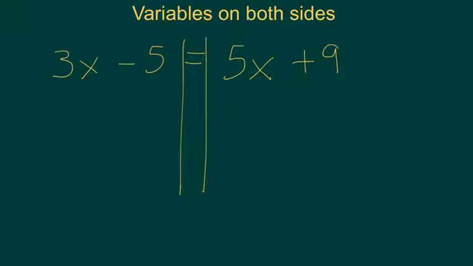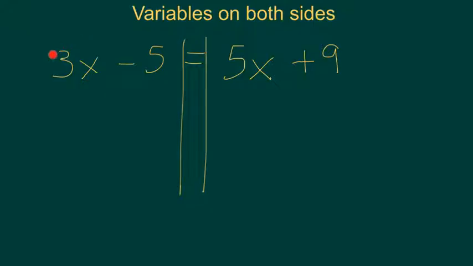All right, now, according to my 5 steps, there are no fractions, there are no parentheses, so I can skip those first 2. The third step would be to combine like terms. These are not like terms, these are not like terms. So I'd proceed straight to that 4th step, which says to move the variables to one side.